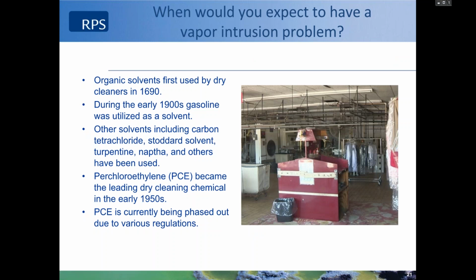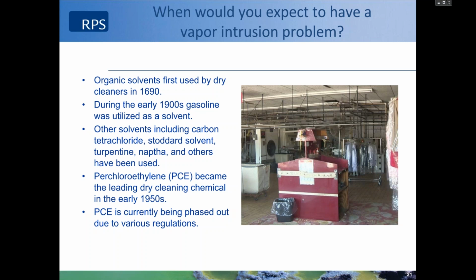just because they're everywhere, and there's been a lot of research showing that there are issues associated with them. So organic solvents actually first started getting used by dry cleaners in 1690, which is quite a long time ago, and I was pretty surprised by that. And it was turpentine that they were using. In the 1900s, they started using gasoline as a solvent to do the clothes. And since then they used some other chemicals such as carbon tetrachloride, Stoddard solvent, which is another petroleum-based one, turpentine, naphtha.